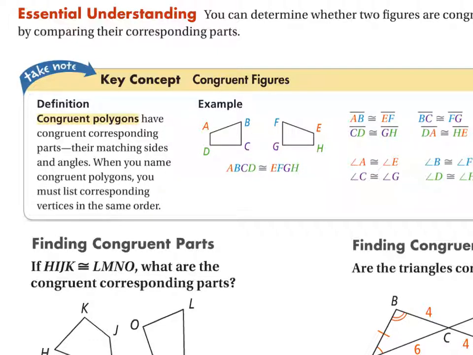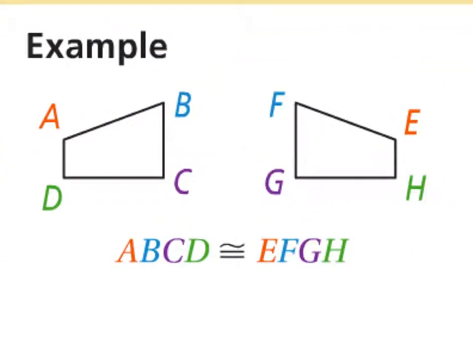When you name congruent polygons, you must list corresponding vertices in the same order. Meaning, if I am looking at this, we have this quadrilateral ABCD. If I had named that differently, because let's say I started at vertex C and I went clockwise, okay? So I named it CDAB. I could name this first one anything I want, but if I change the name of that one, I have to change the name of the second one.